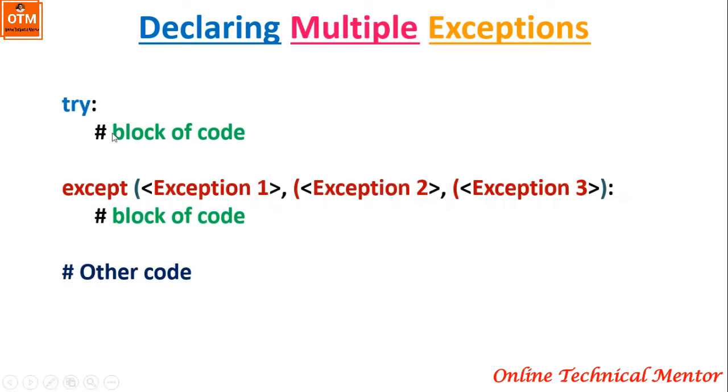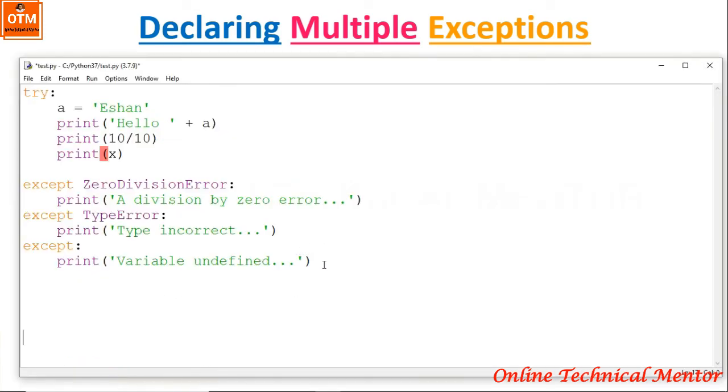So here is the try block, and for that I have written a single except block, and this except block is capable of handling multiple specific exceptions. These multiple specific exceptions are written within parentheses and are separated by commas, and for these three exceptions we may write a common message and then the other code. Let me show you an example. Let me use this previously written code.